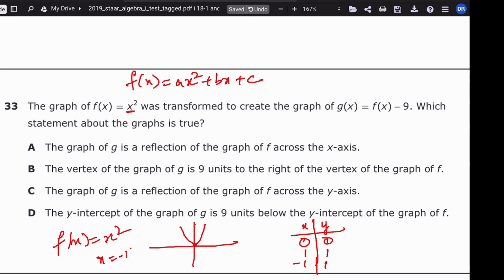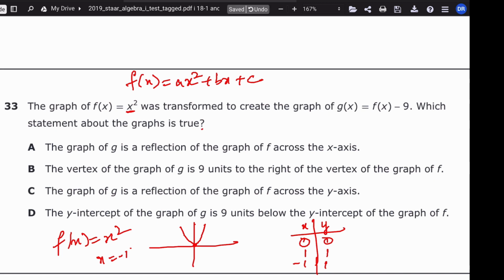So in this way you get the graph. You can draw it as a parabola. It comes in this shape. Now, this graph f of x is equal to x squared was transformed to create the graph of g of x is equal to f of x minus 9. Which statement about the graphs is true?